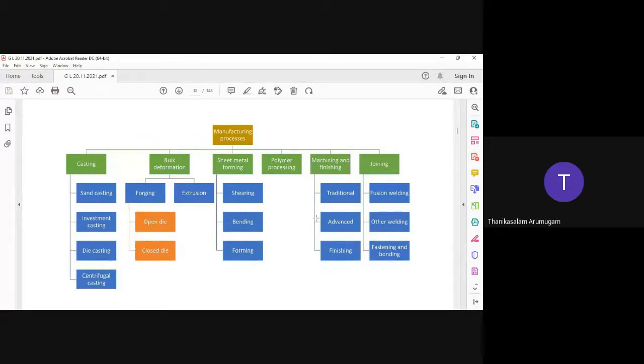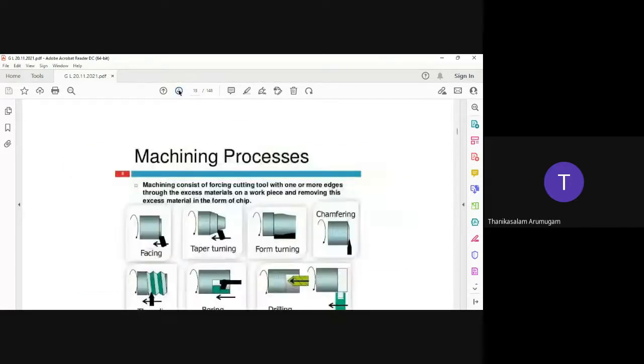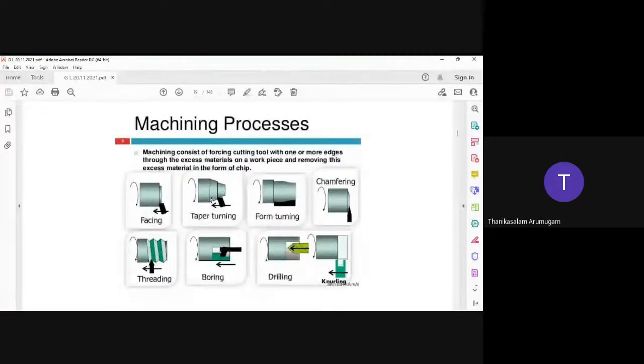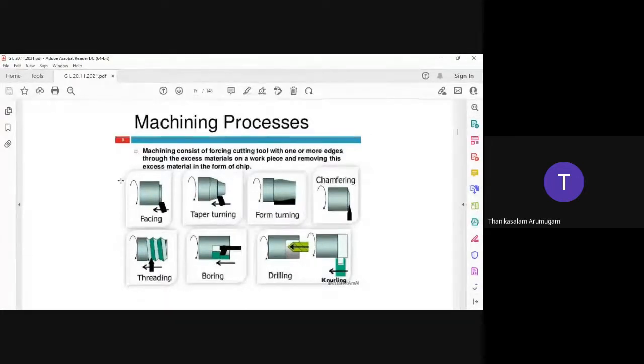So generally there are three manufacturing processes: metal forming process, metal joining process, metal machining process. So the metal machining process is on a lathe, the metal joining process is welding, soldering, brazing, then the casting process. So these are the machining processes. Machining process means removing the unwanted material by using cutting tools.